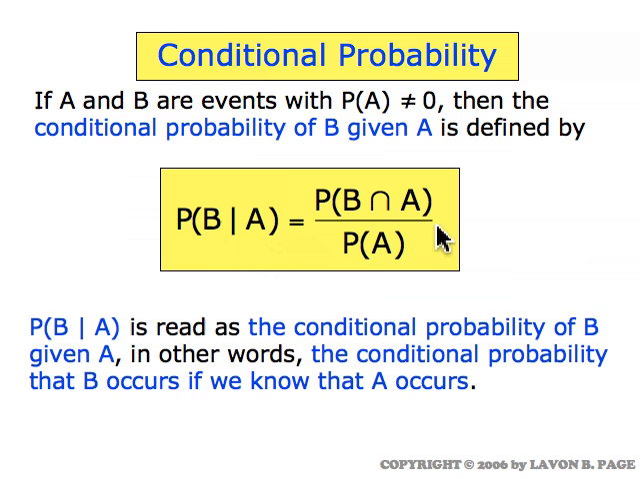And the definition says that it's the probability of the intersection of the two events, which we can say verbally by saying the probability that both things happen, divided by the probability of A, that is, the probability that A happens.